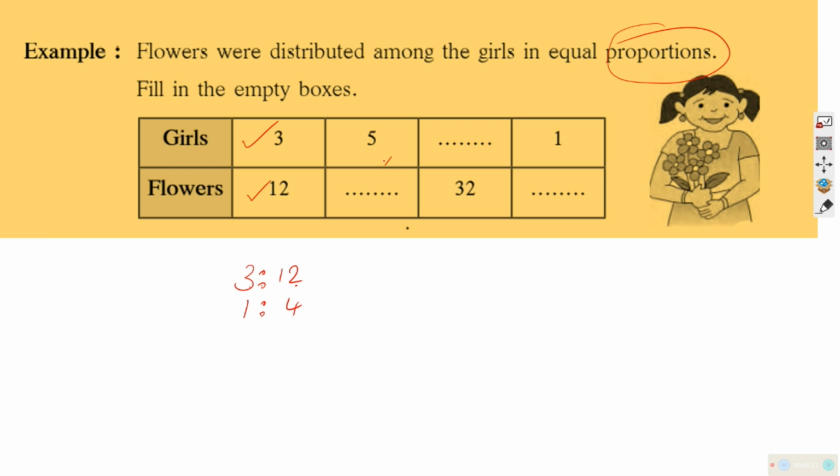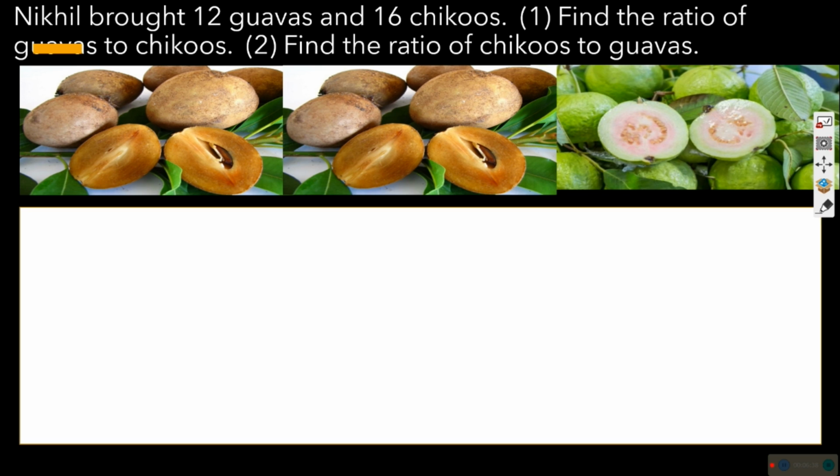So 5 will be into 4, which is equal to 20. If there are 32 divided by 4, it will be 8. 1 into 4. So we got that proportion is maintained. Understood? So ratio and proportion is a way of representing the relationship between two data.